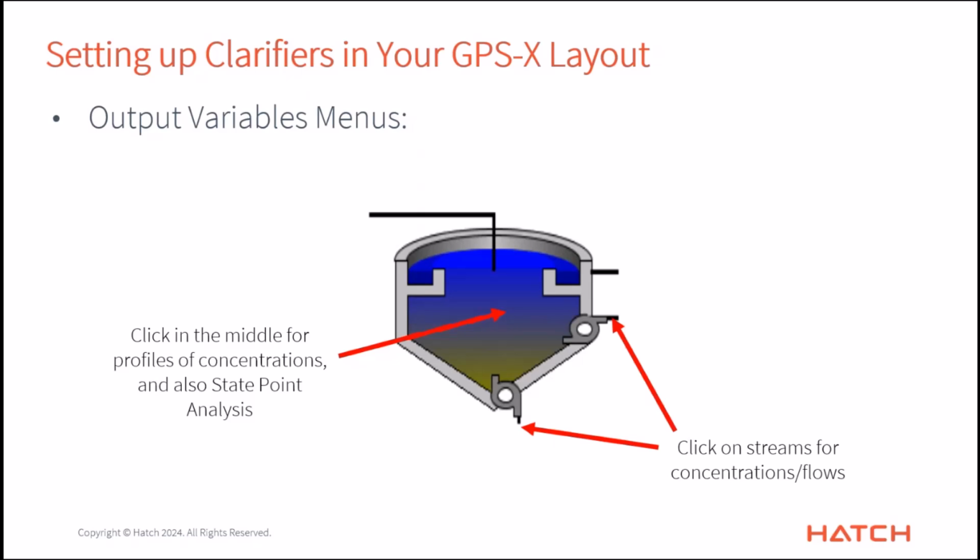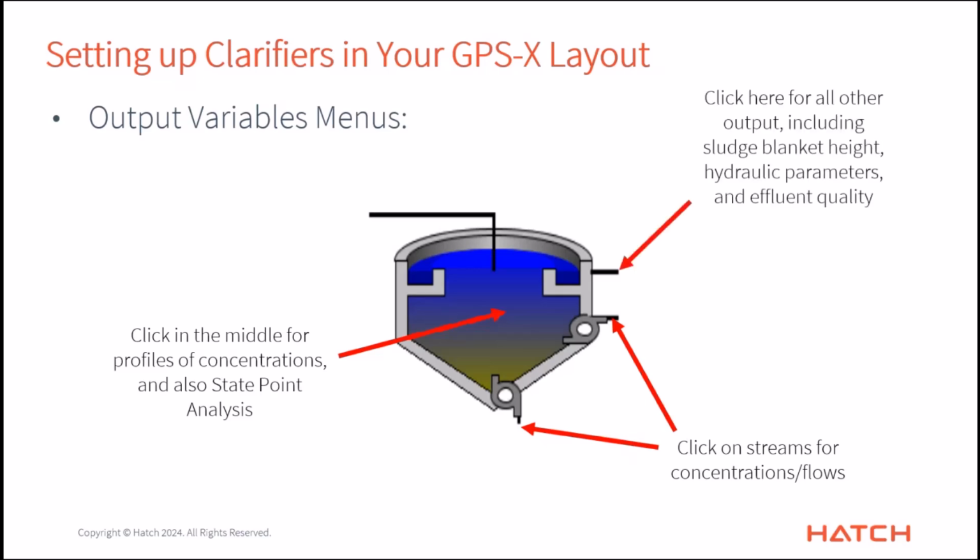If you want to get the concentration of a specific stream, you go to the connection point and do it there. So you won't get any layers, but you're going to get the specific concentration coming out of that stream. So therefore, if you click on the effluent overflow here, this is going to be your effluent solids and effluent concentrations. And also there's other menus up here, including sludge blanket height and some of the residence time and so on. Those things are up here connected to the overflow as well.